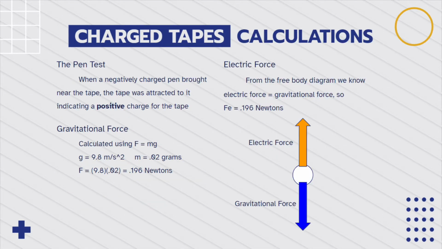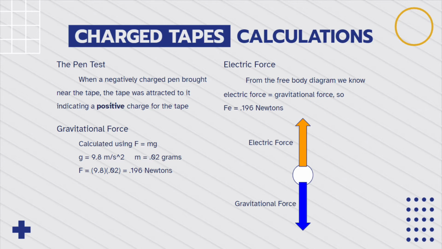To determine whether the tape was positively or negatively charged, I conducted the pen test. First, I rubbed a plastic pen on a piece of cloth and created a negative charge on the pen. Then I brought it near the tape to see whether it would attract or repel. Since the tape was attracted to the pen, and the pen was already determined to be a negative charge, I reasoned that the tape had a positive charge.